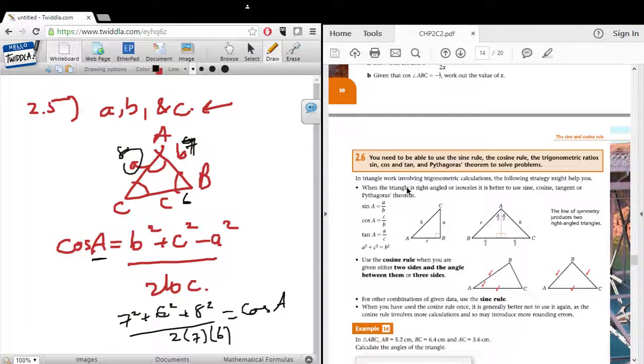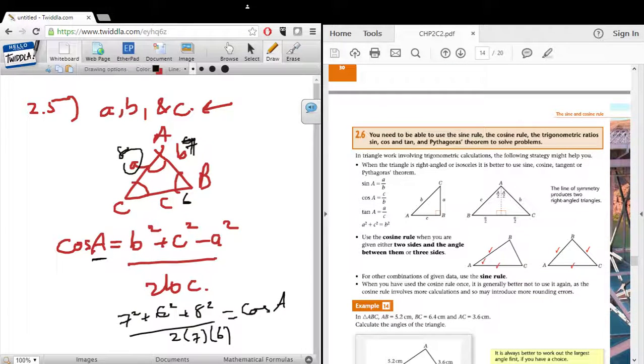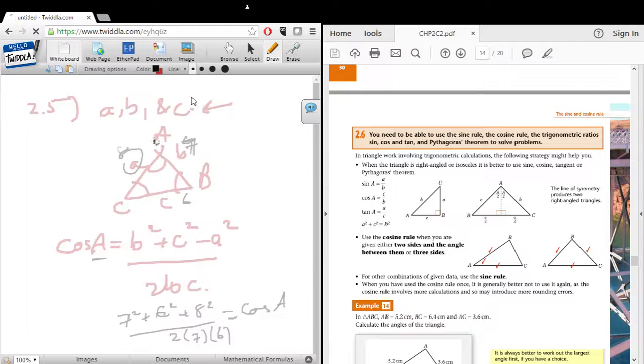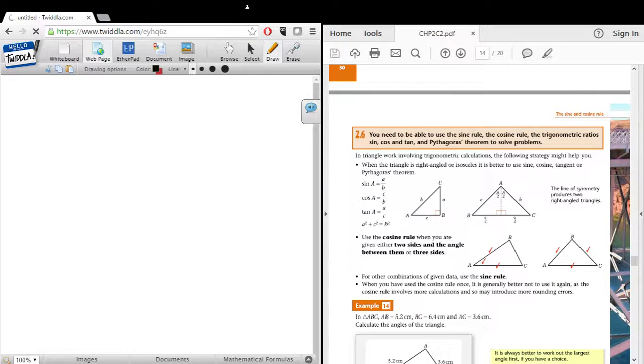Now 2.6: you need to be able to use the sine rule, the cosine rule, and the trigonometric ratios sine, cos, and tan, and Pythagoras' theorem to solve problems. In triangle work involving trigonometric calculations, the following strategy might help you. When the triangle is right-angled or isosceles, it is better to use sine, cosine, tangent, or Pythagoras' theorem.